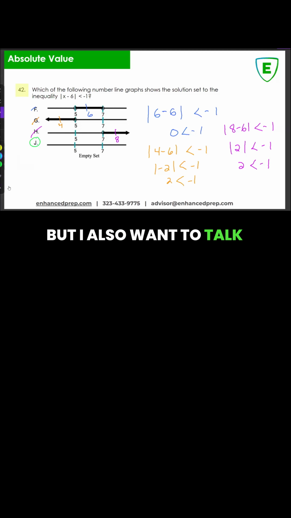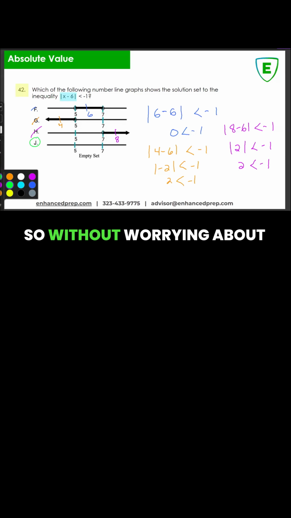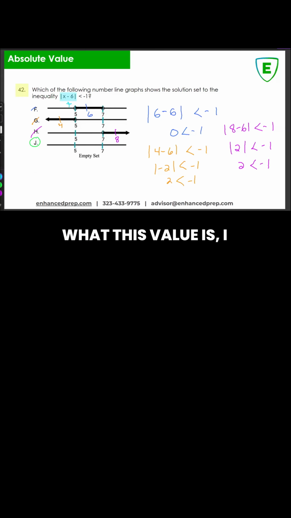But I also want to talk about the foundation of what this question is testing us. On the left-hand side, I have the absolute value of x minus 6. What does this tell us? Well, it says absolute value means whatever I have in between these absolute value signs, as soon as I pull it out, becomes positive. So without worrying about what this value is, I need to recognize that the absolute value of x minus 6 is always going to be positive. Is a positive value ever going to be less than -1?